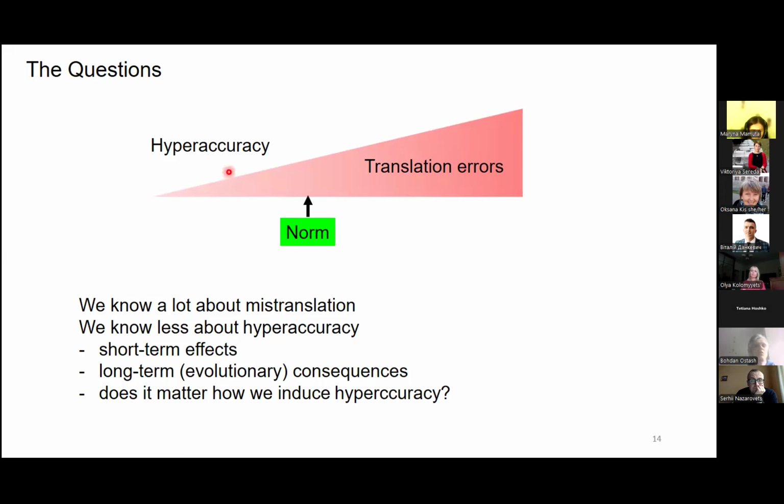So we don't know why hyperaccuracy is not a physiological norm, and we don't know then what would be the long-term consequences of hyperaccuracy. Let's imagine we build a cell that is maximally accurate in protein synthesis. What would happen in the long term? I mean, through many generations in evolutionary terms. So this is basically a very interesting question.